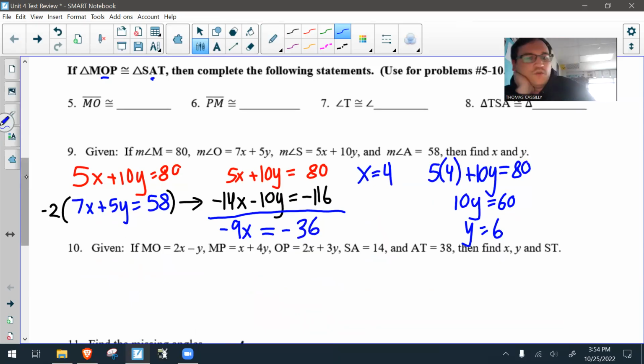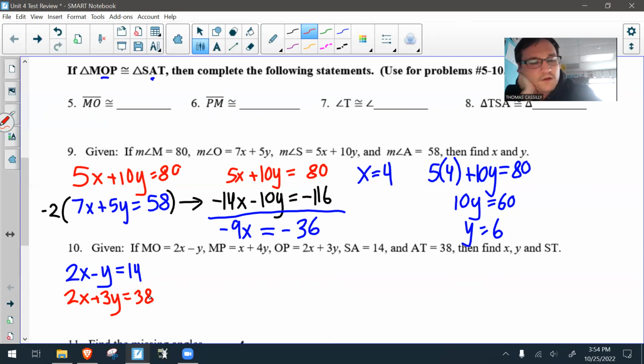All right. Let's see here. Next one, MO. So up above, we know MO is congruent to SA. All right. So we have 2x minus y equals 14. All right, MP. What do we know? MP is congruent to ST. But we don't know what ST is, so we're going to have to sit on MP for a little bit. But let's figure out OP. We know OP is going to be congruent to AT. All right, so we're going to have 2x plus 3y equals 38.